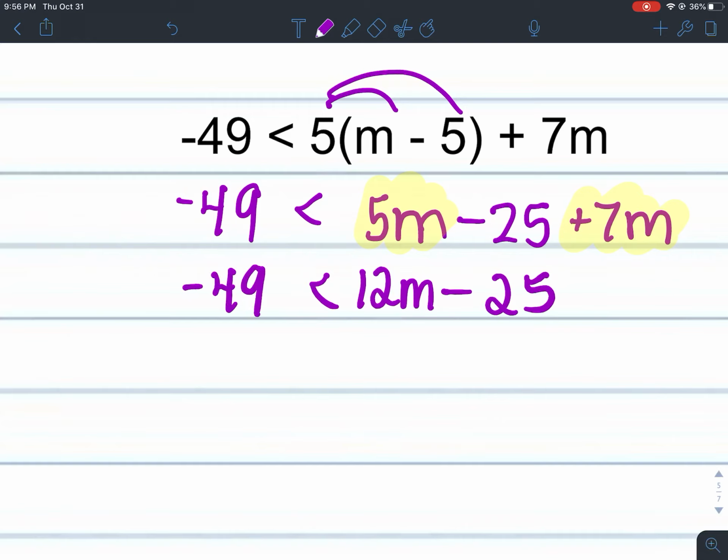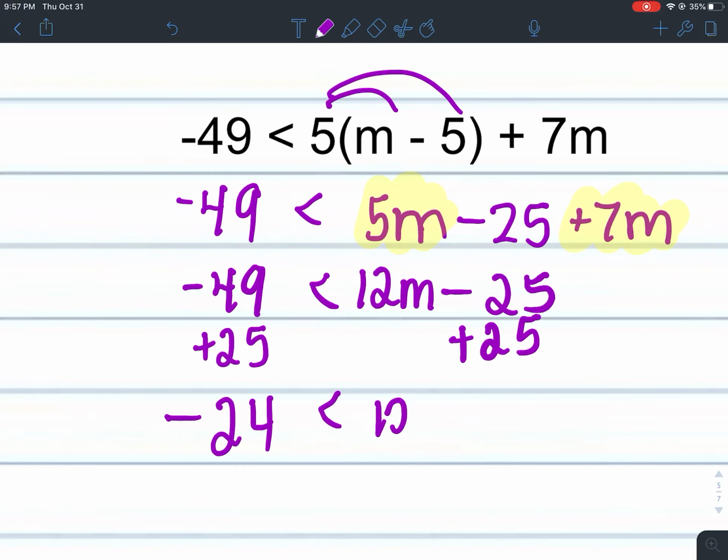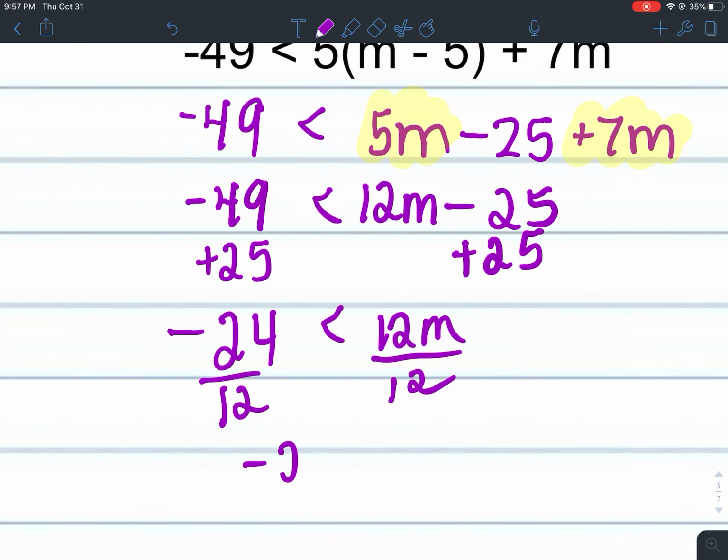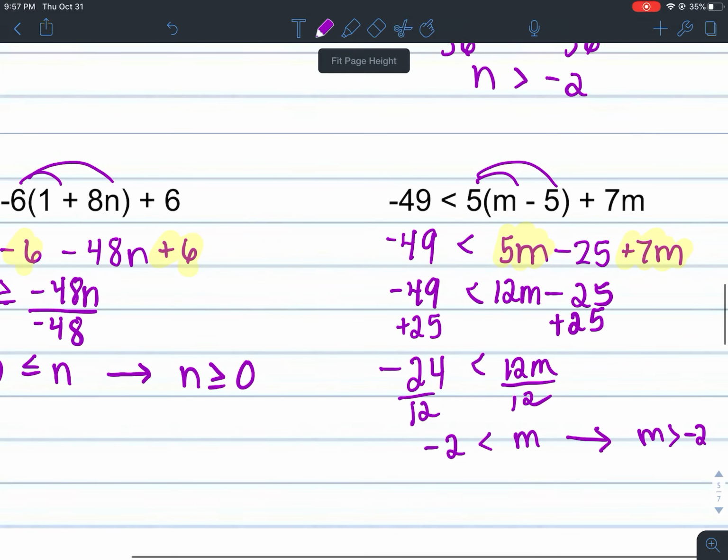Be careful, a lot of kids will drop the inequality sign and just start putting an equal sign. So make sure that you watch out for that. So it's going to be negative 24 is less than 12m, divided by 12. So it's still going to stay negative 2 is less than m. But then when I rewrite it, the inequality sign is opening to m. So m is greater than negative 2.